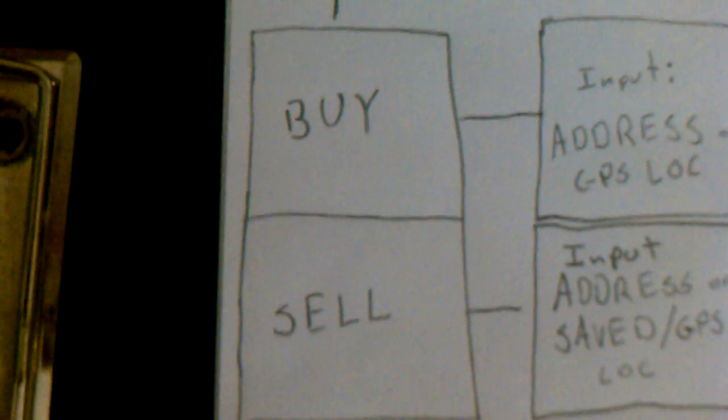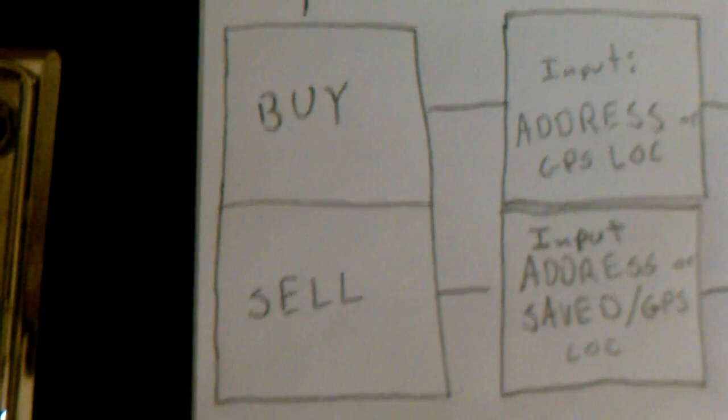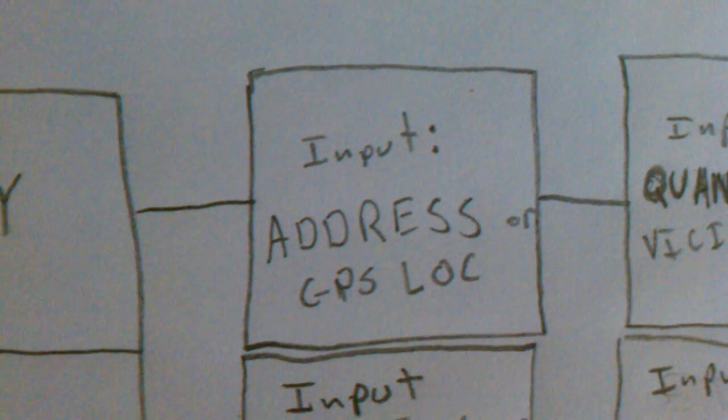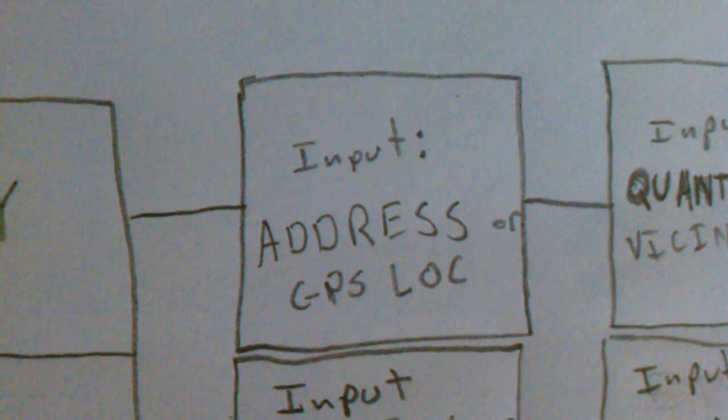On the first screen, you have a buy and a sell button. You can choose to buy or sell. If you choose buy, at the next screen you are asked to input your address or location.